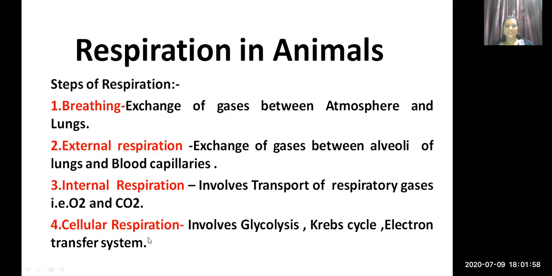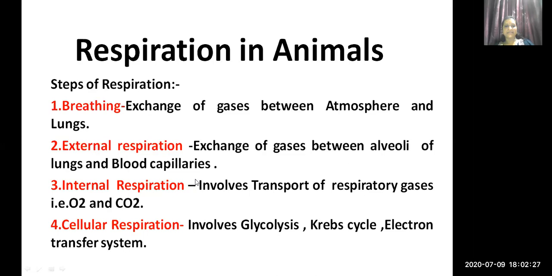And the fourth step takes place inside the cell and mitochondria, which involves glycolysis, Krebs cycle, and electron transfer system. At the end of cellular respiration, ATP molecules are generated and the aim of the respiration process is achieved. Okay, so today we are going to discuss the external respiration here.